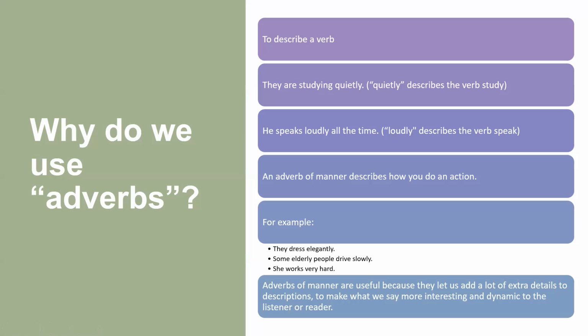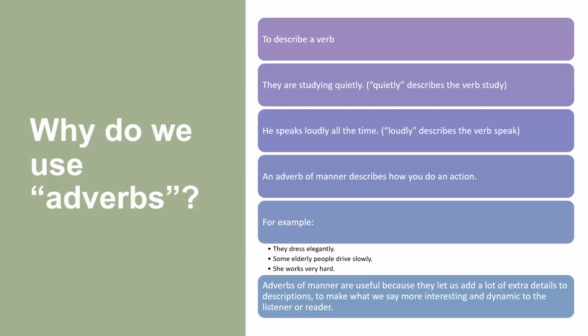Here are other examples. "They dress elegantly." "Some elderly people drive slowly." "She works very hard." The important thing to remember is that an adverb of manner describes how you do an action. Adverbs of manner are useful because they let us add a lot of extra detail to descriptions, to make what we say more interesting and dynamic for the listener or the reader. They give you more information about how the action is done.